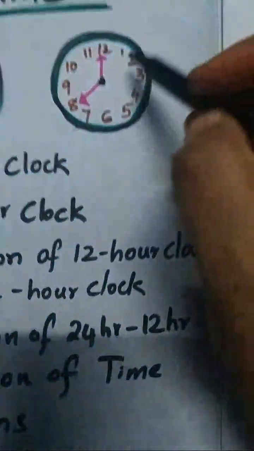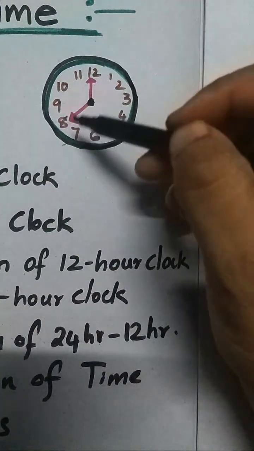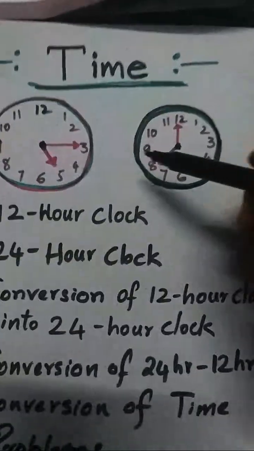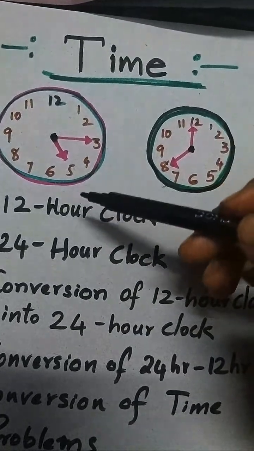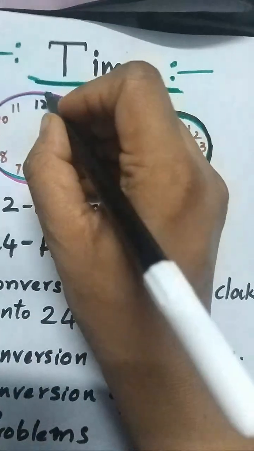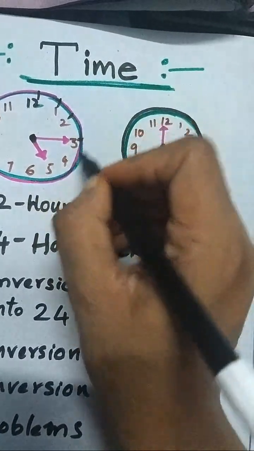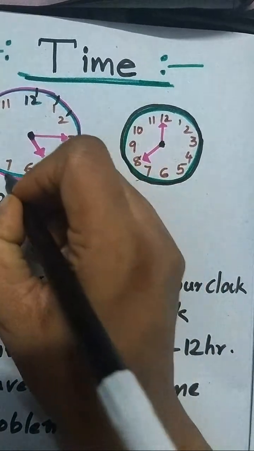Okay, what is time, children? We always know time is very important. We know that a clock helps us to know the time. Okay, in this we have hours, minutes and seconds. These are hours. Okay, we have 12 hours clock here.